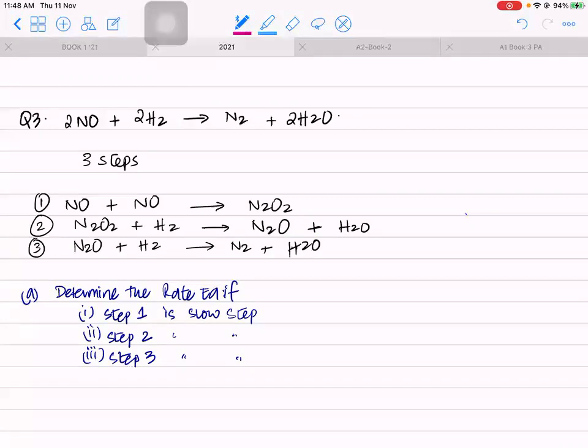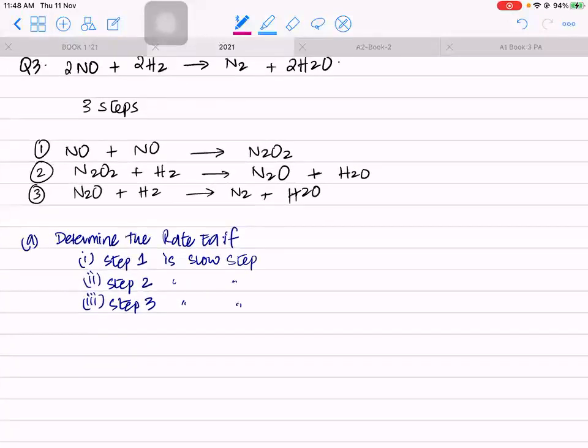I told you that there are certain species which we call the intermediates, which are formed in the reaction and they are used up in the reaction. And how do we identify the intermediates? Intermediates will never be part of the overall equation. Do you see N2O2 here in the overall? No. So that means it's an intermediate. Likewise, N2O, do you see that here? No. So that means it's an intermediate. And I also told you that intermediates never are part of the rate equation.